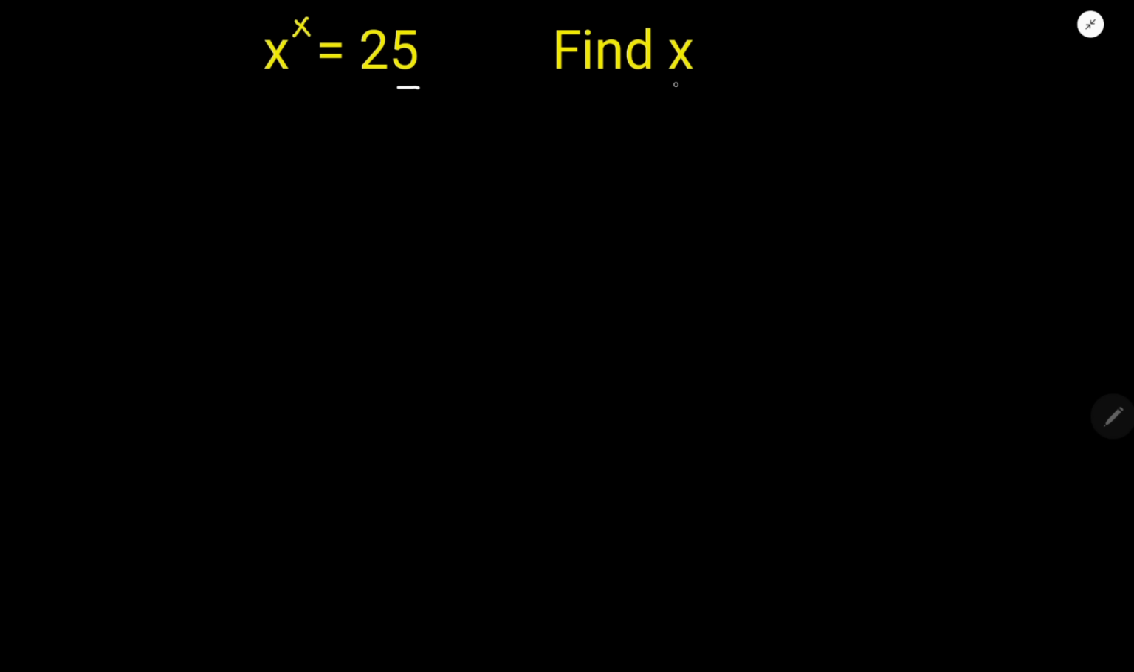Whenever we have these types of questions, there is a method that if you somehow get x raised to power x is equal to 5 raised to power 5, then x will be equal to 5. But we know that 25 is not equal to 5 raised to power 5. It is 5 raised to power 2. So we cannot equate x raised to power x with 5 raised to power 2, right? So we cannot do this.